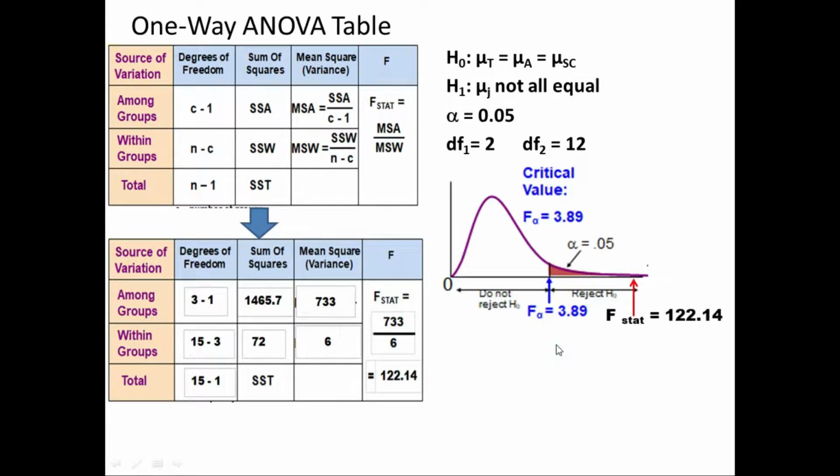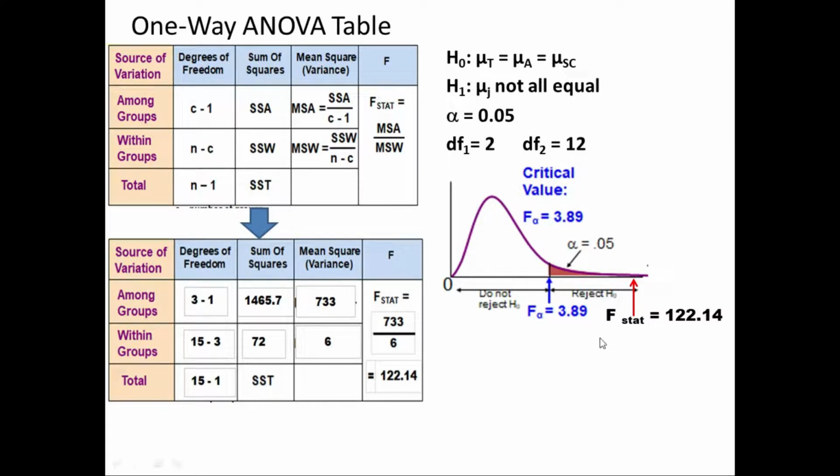So next is that we have to put the value of the F statistic in this graph. We have calculated the F statistic, which is 122.14. So this value should be located far on our right side. Okay, so 3.89 will be on the left, and 122.14, the F statistic, should be far on the right side.